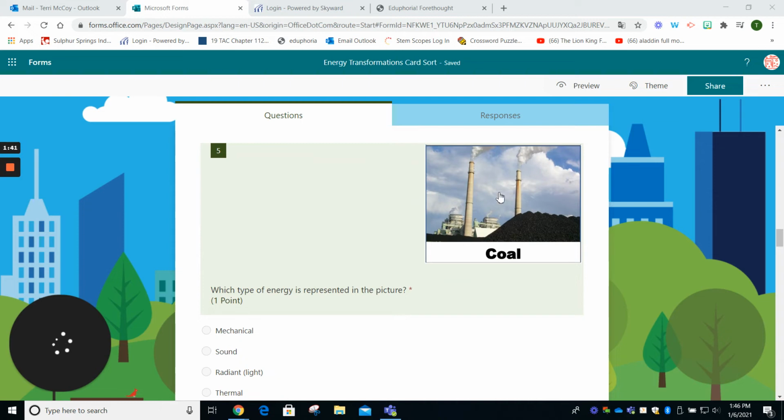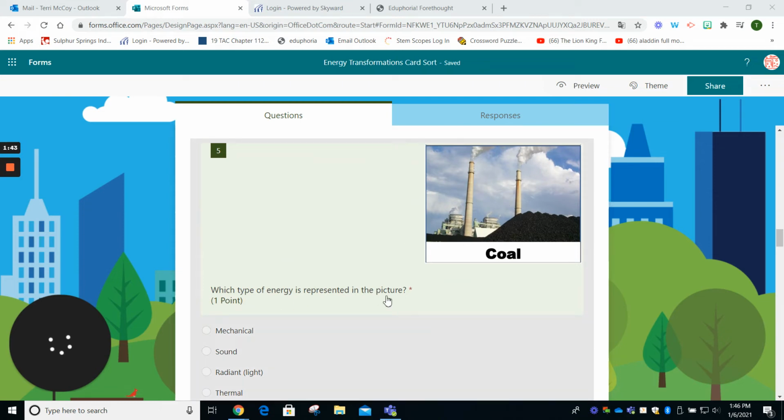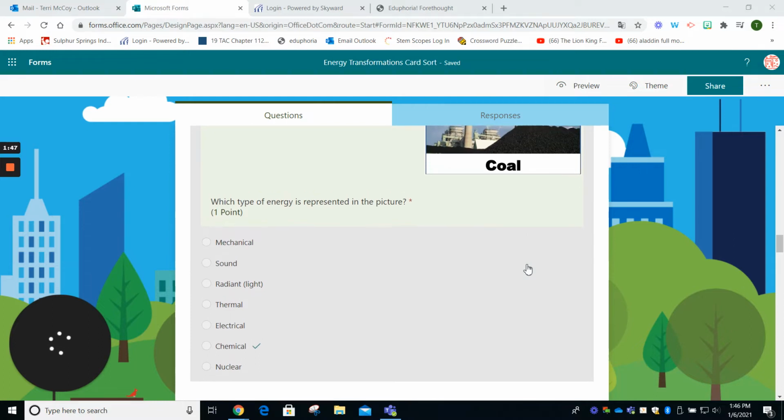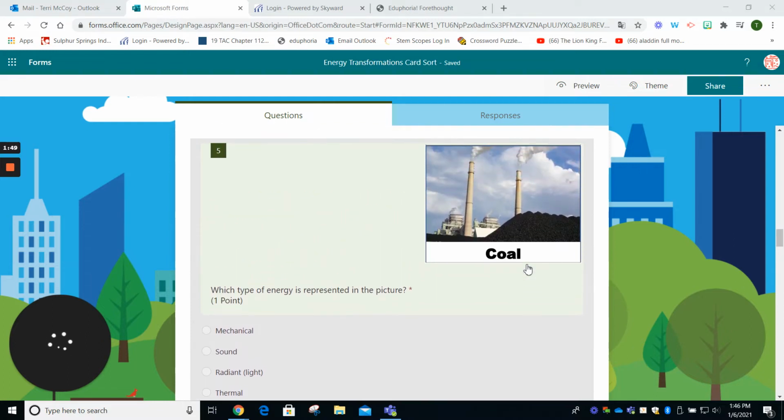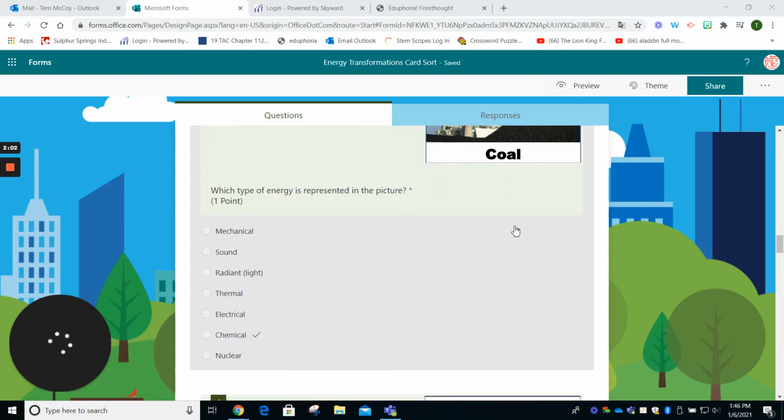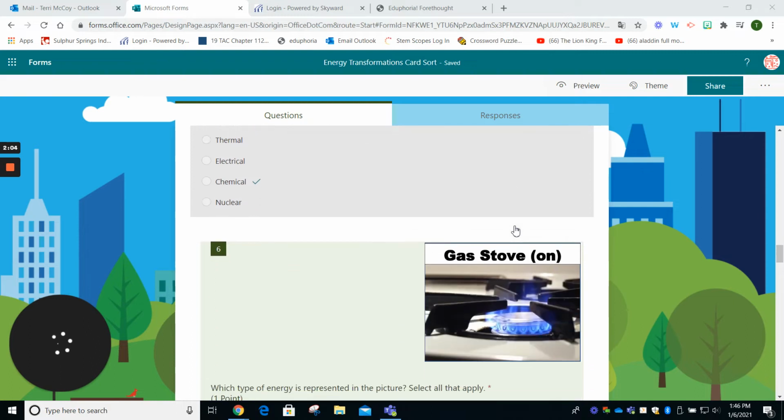Number 5 says coal. So what type of energy is represented in coal? And coal, believe it or not, is chemical energy because there's a bunch of energy stored in the bonds of coal. Now, if things start getting wild whenever we start heating it up and burning it, that's when we can turn it into other things. But right here, we're looking at the coal in the picture, and that's chemical energy.